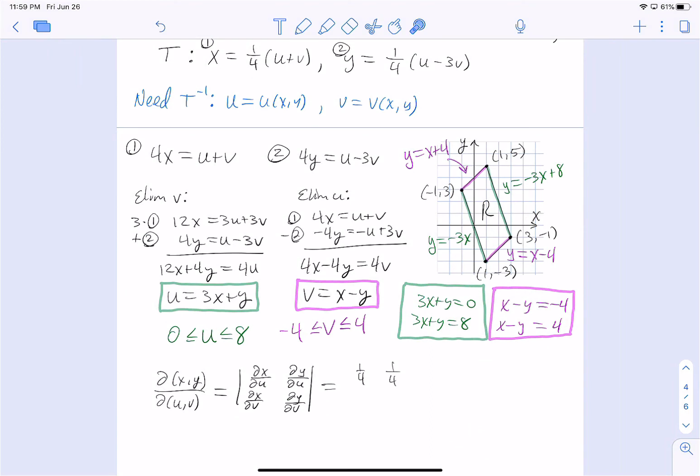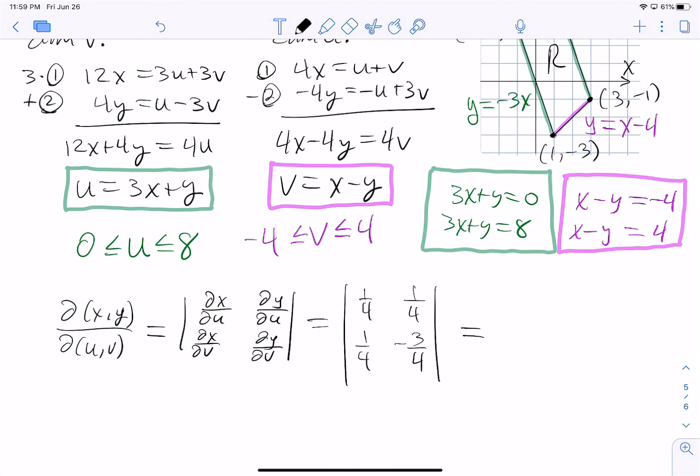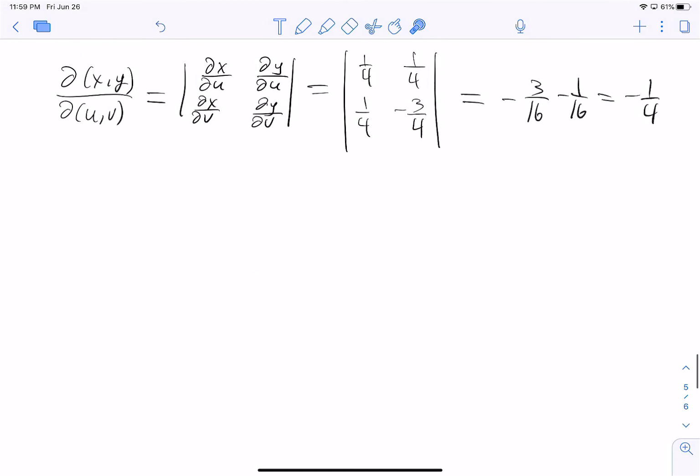The partial of x with respect to v is going to be 1/4. The partial of y with respect to v is going to be -3/4. Evaluating this determinant, we get -3/16 minus 1/16, which is -1/4. dA can't be negative, no worries. We actually need the absolute value of the Jacobian.